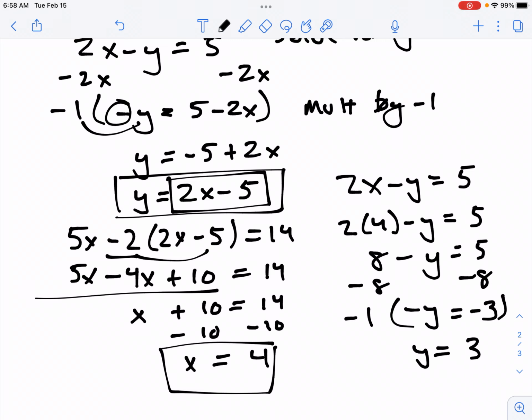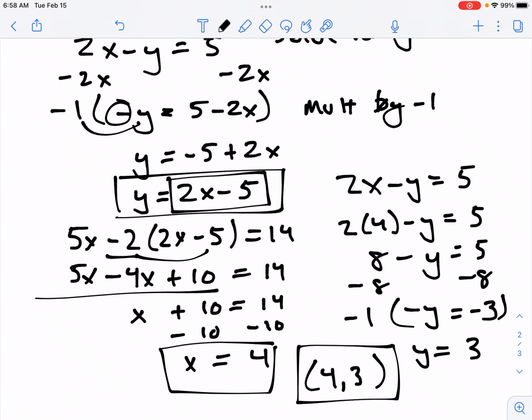So you get to the same place. Just save yourself a little trouble and recognize things. A lot of you like to solve these things in your head anyway, so that's good. This is one case where it's okay. So this is our solution, (4, 3).